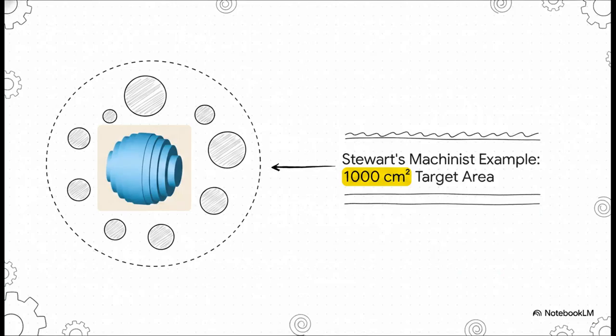Stewart's text actually illustrates this perfectly using a machinist. Imagine a machinist who needs to manufacture a circular metal disc, and it has an exact target area of 1,000 square centimeters. Now, they are allowed a tiny error margin, but to stay within that margin, they have to perfectly control their input, which is the radius. You see, they can't measure the area directly while they're cutting it on the lathe. They can only manipulate that radius.